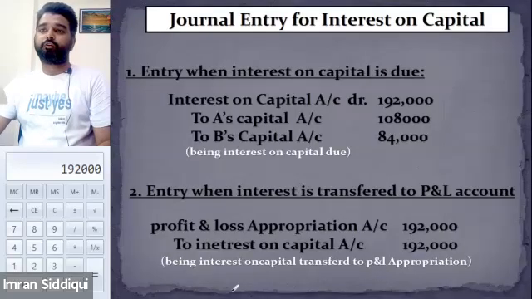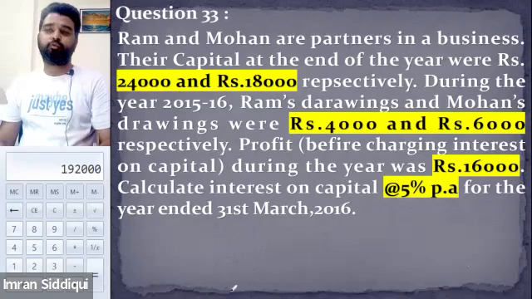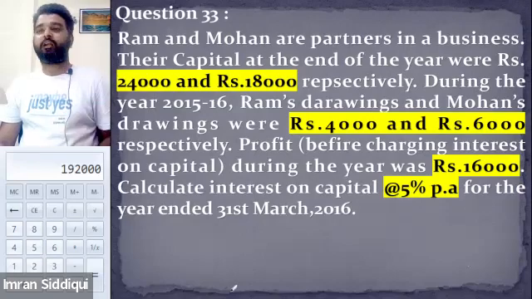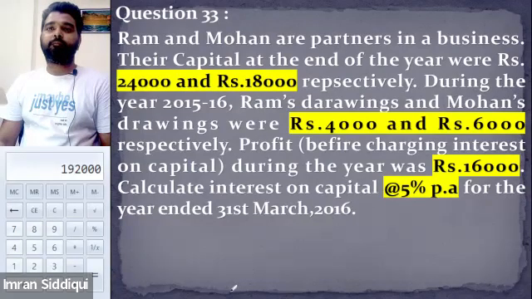Okay. So coming back to the question again, this was the general entry. Now moving on to question number 33. Let's do this question quickly and then we will end our session. Let's just read it once. Ram and Mohan are partners in a business. Their capital at the end of the year were 24,000 and 18,000.